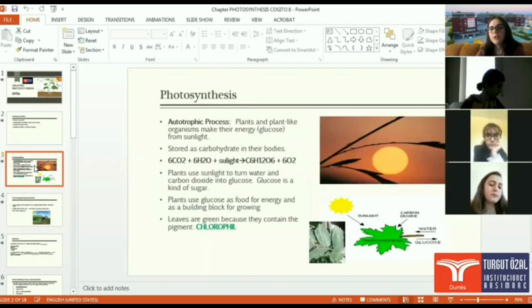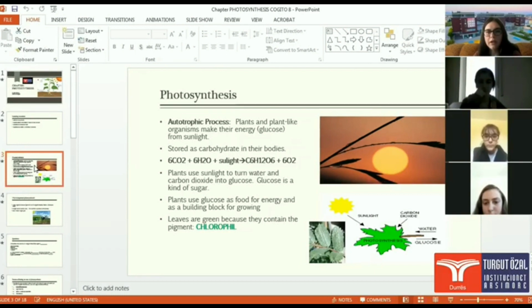Now, what is photosynthesis, Sibora? Photosynthesis is the process by which the plants make food for themselves. Okay, and which is the equation of photosynthesis? The equation of photosynthesis is water, H2O, plus carbon dioxide, CO2, in the presence of sunlight, which gives us glucose, C6H12O6, plus oxygen, that is O2.